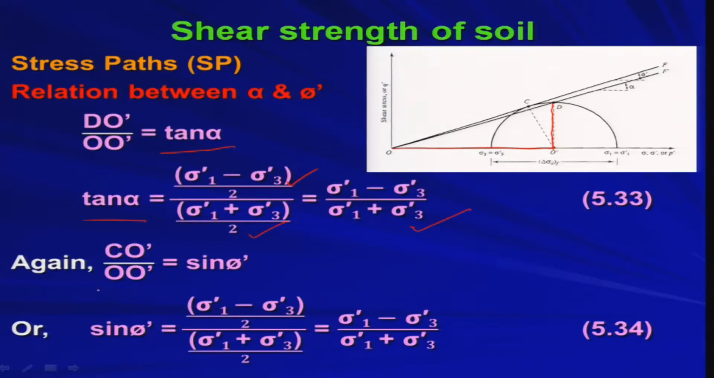Similarly, I can get CO prime by OO prime. C is the point where the Mohr circle is touching the original failure envelope, okay. CO prime by OO prime is nothing but sin phi prime, because this angle is phi prime, okay. So, sin phi prime is again equal to sigma 1 prime minus sigma 3 prime by sigma 1 prime plus sigma 3 prime, okay.